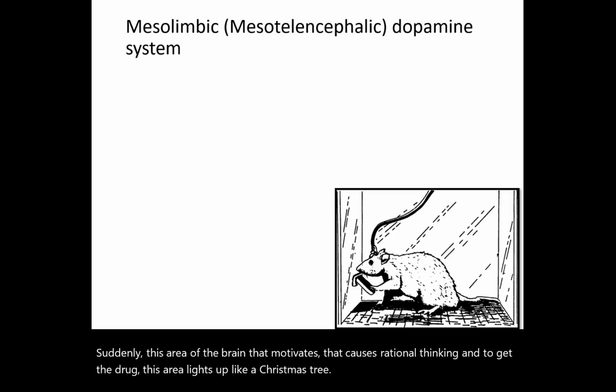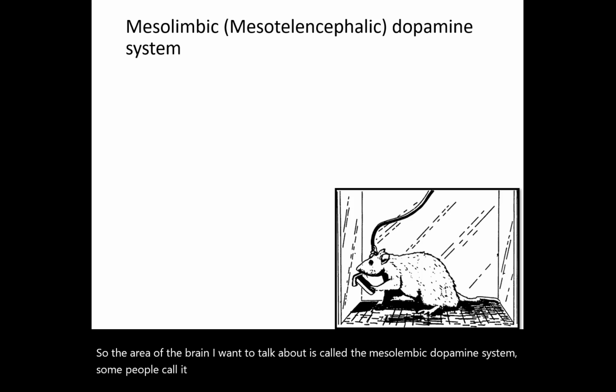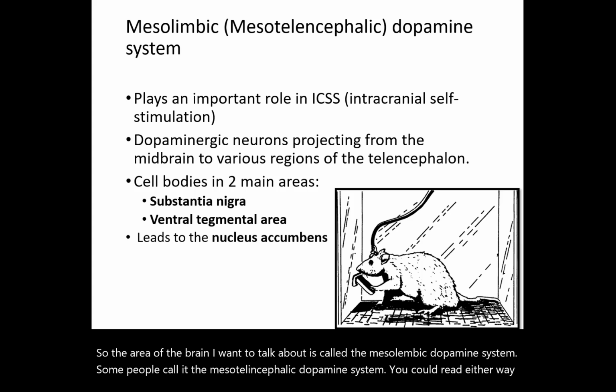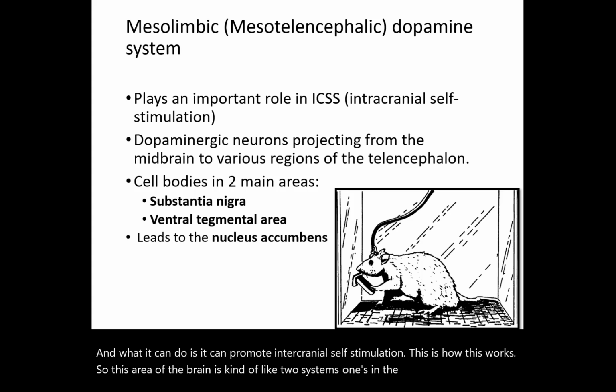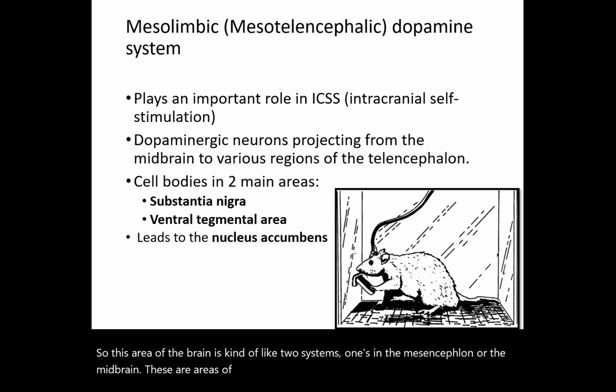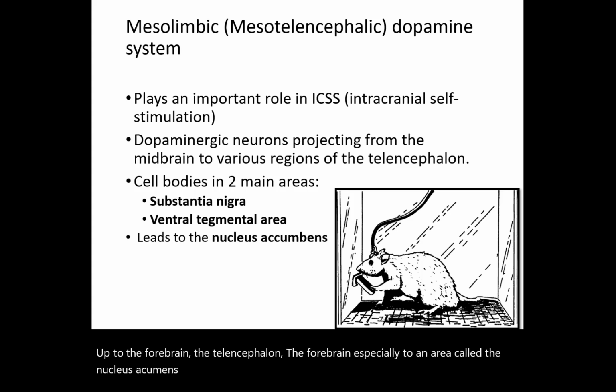And it's overwhelming. So the area of the brain I want to talk about is called the mesolimbic dopamine system. Some people call it the mesotelencephalic dopamine system. You could read either way. And what it can do is it can promote intracranial self-stimulation. This is how this works. This area of the brain is kind of like two systems. One's in the mesencephalon, or the midbrain. These are areas of the substantia nigra and the ventral tegmentum. And those send signals up to the forebrain, the telencephalon, especially to an area called the nucleus accumbens that influences the frontal lobe.